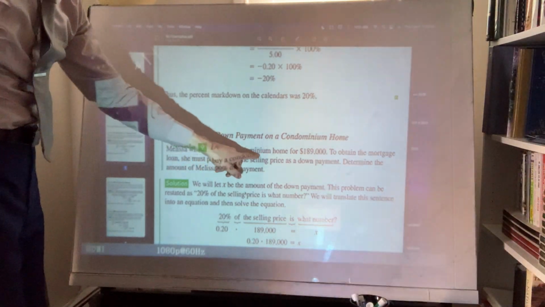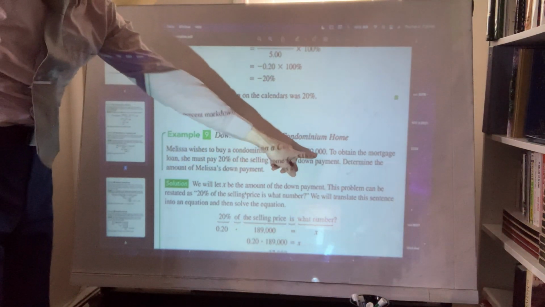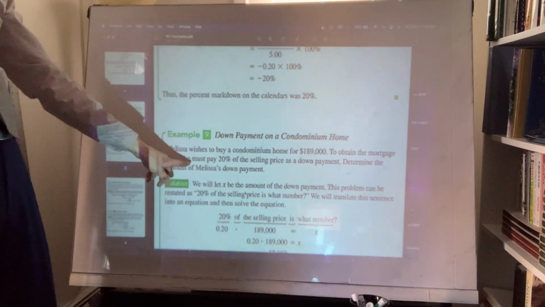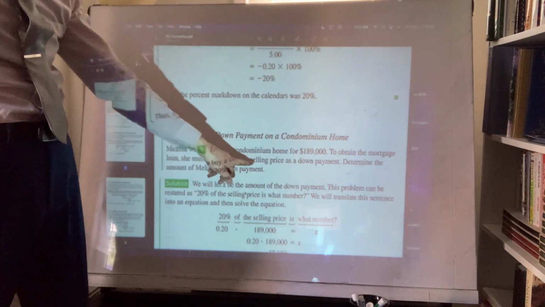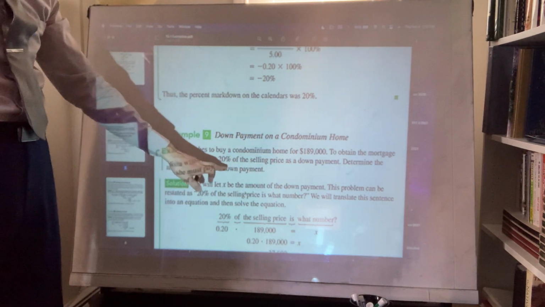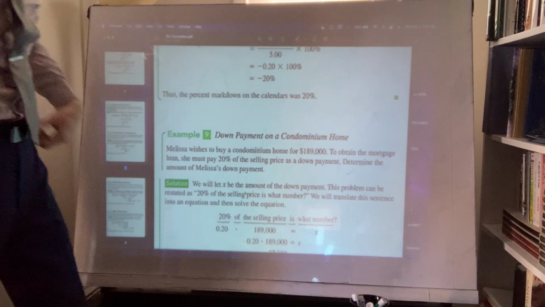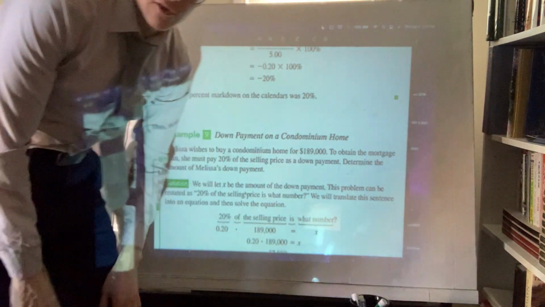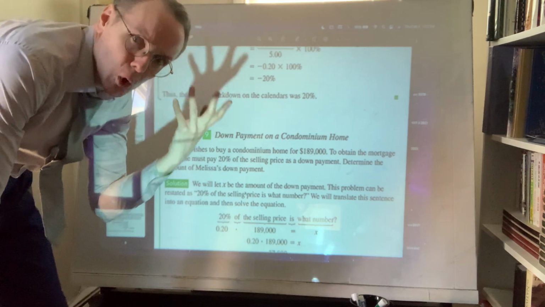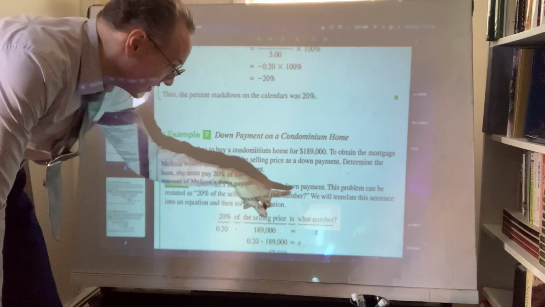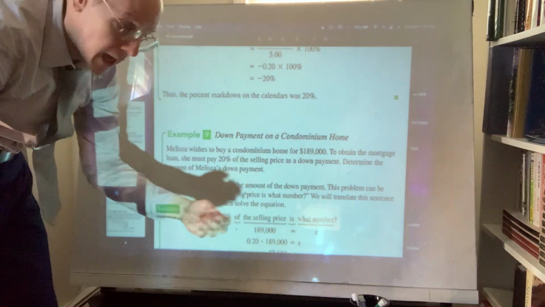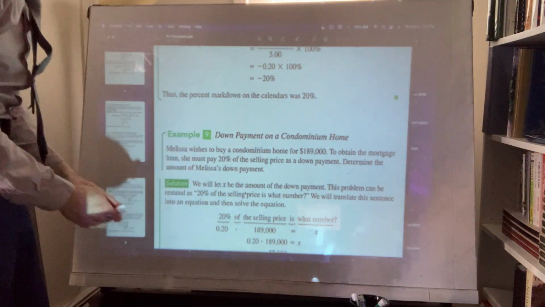Melissa wishes to buy a condominium home for $189,000. To obtain the mortgage loan, she must pay 20% of the selling price as a down payment. Determine the amount of Melissa's down payment. Now, let me rationalize this. If she's making a down payment, would you assume that it's a smaller amount than $189,000, or a larger amount? I would reason that it's going to be smaller, right?